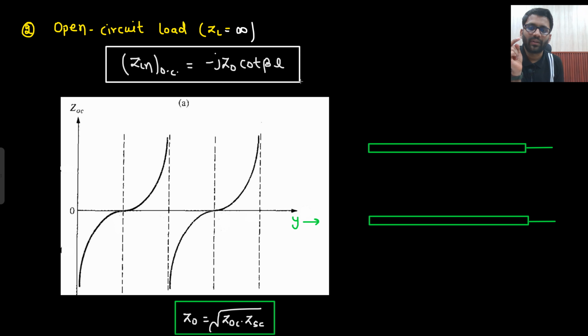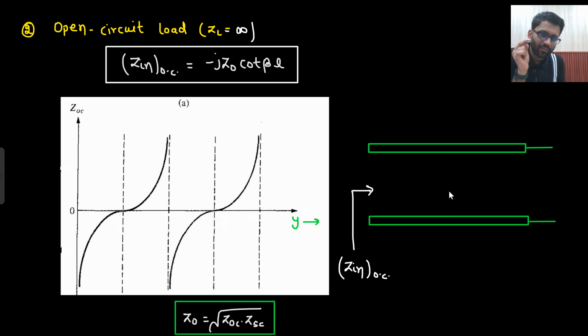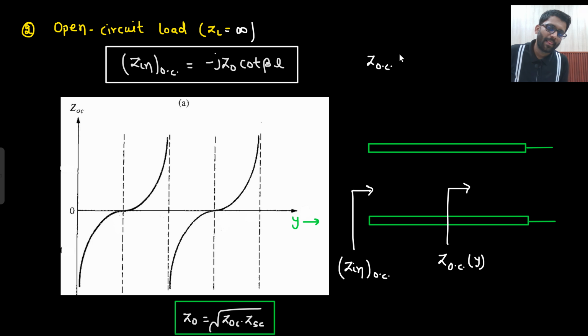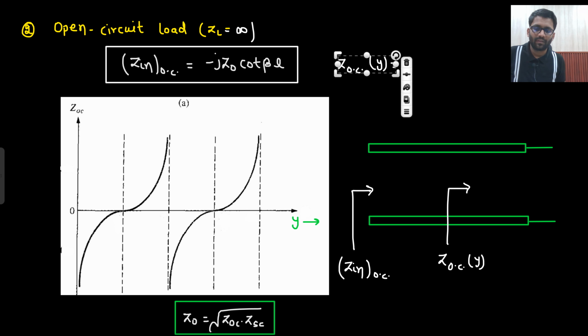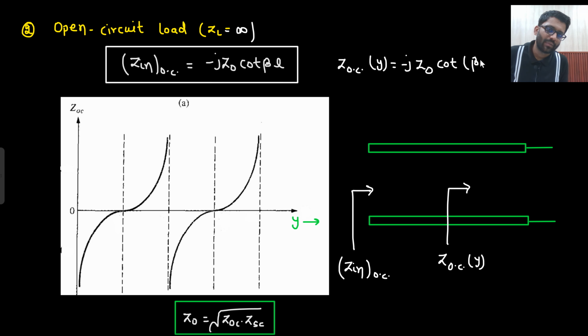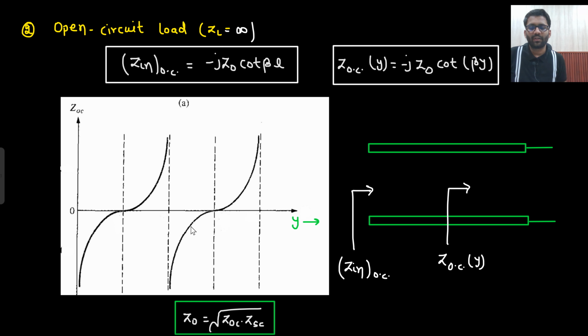And if I need to write it in terms of y, this was my Z in when the load was open circuited. But if I am writing for a load that is open circuited, with the impedance at any node at any distance y, what would that be? That would be minus j Z naught cot beta y. Same kind of waveform you can draw. You just need to draw the waveform of cot theta.